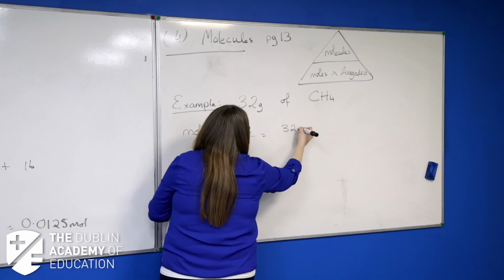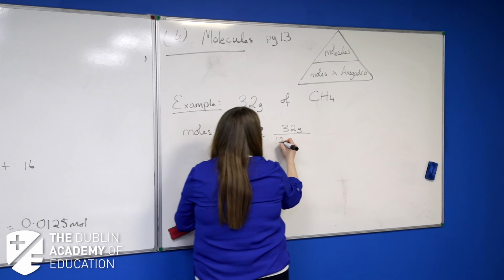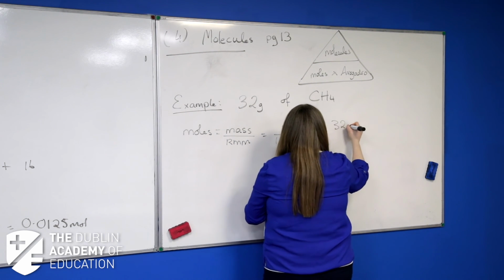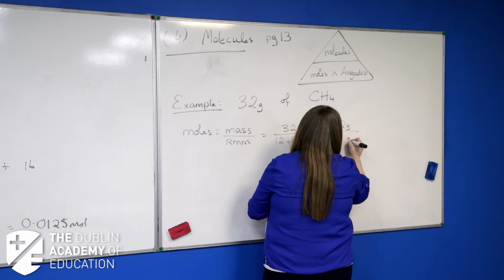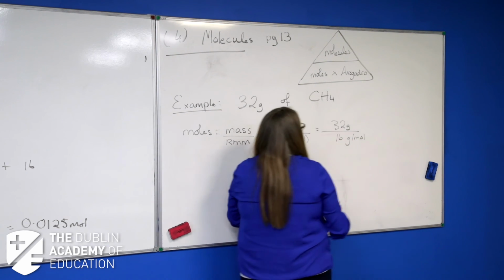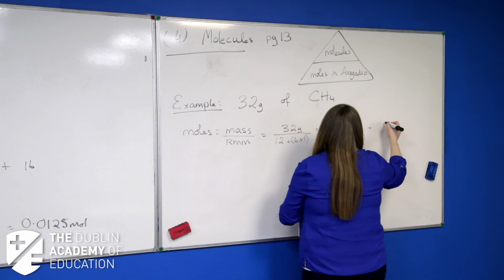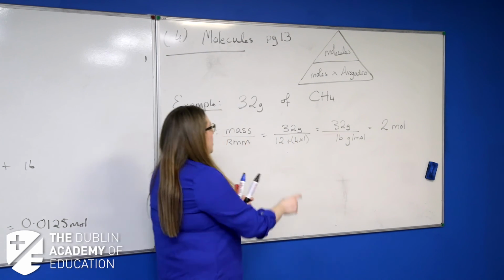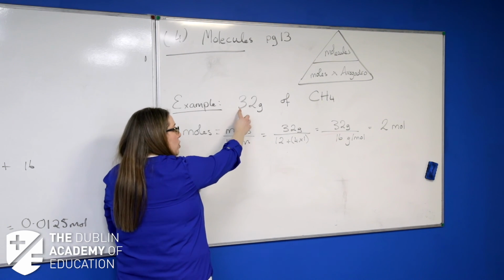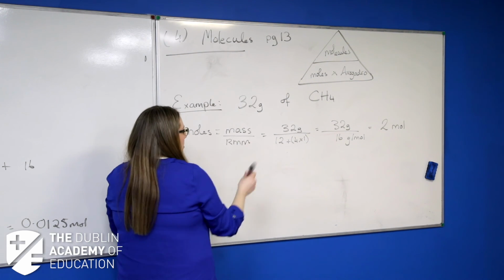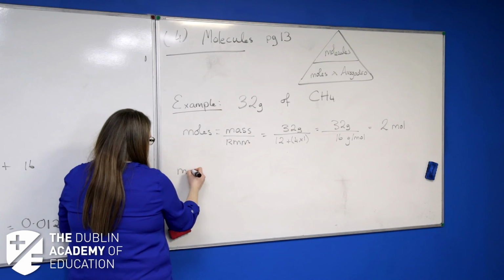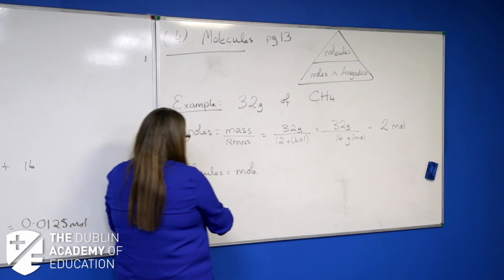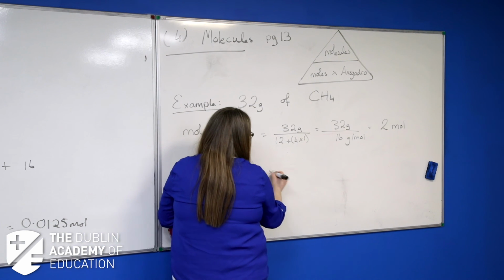So it's 32 grams over 16 grams per mole, which is 2 moles. So that means in 32 grams of methane, I have 2 moles of it. Now, we're going to use moles to find out molecules. So molecules is moles times Avogadro.